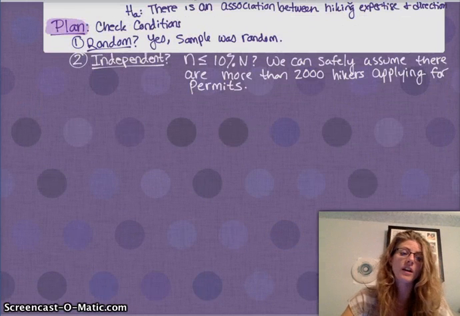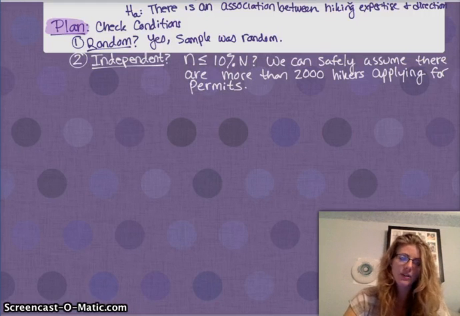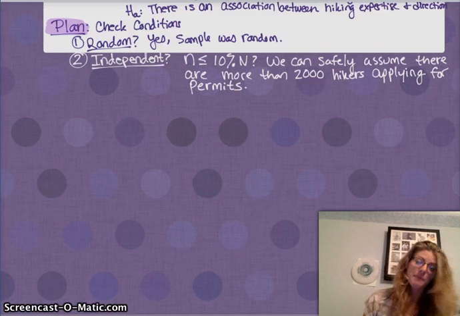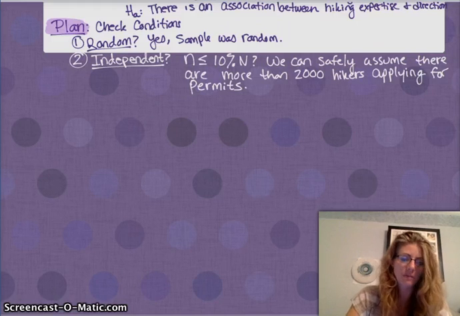Third condition, is your sample large enough? So for this, you need to actually calculate all of your expected values. And so I'm going to actually go and do that in the table. And you can do that, just make sure you indicate what those numbers are.